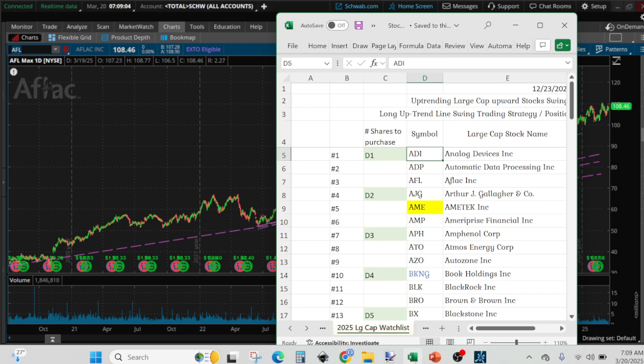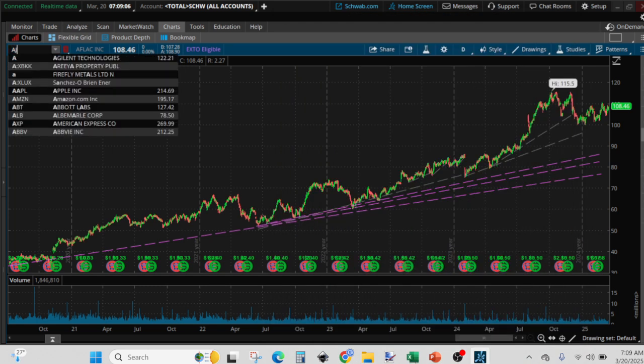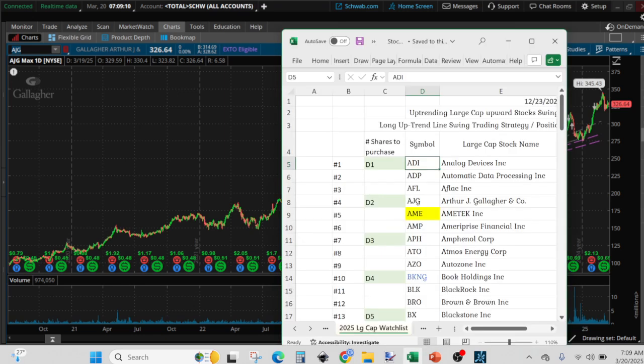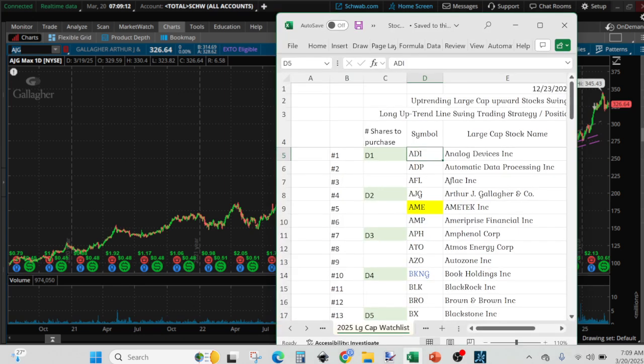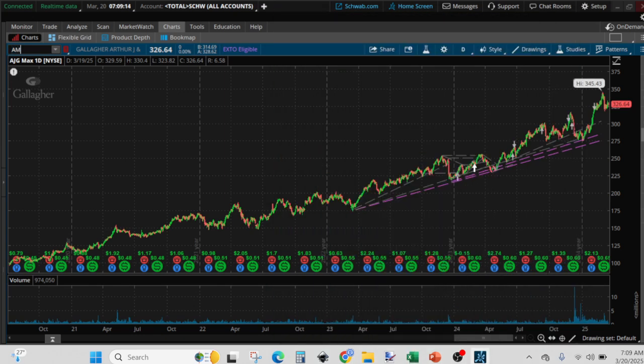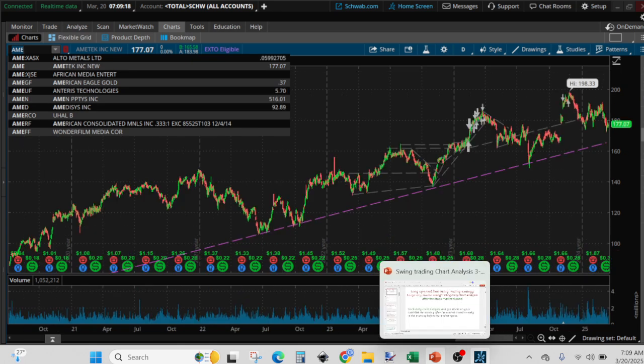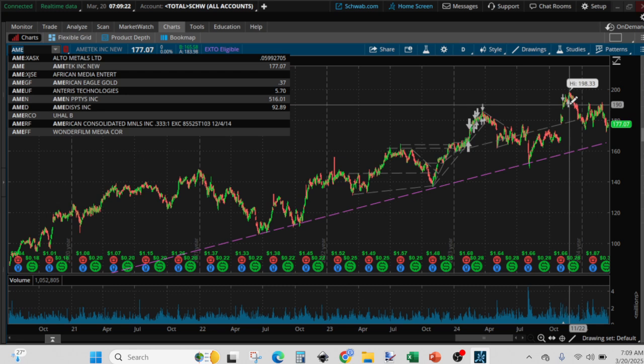We are going to move to the next one, AJG. So AJG is far from the trend line. The price went down yesterday. Red bar. AME. Anything that is highlighted on our portfolio means we purchased it already, we have not sold it. So we purchased it there, we have arrows. At the bottom of the bar means we bought it. At the top of the bar means we sold it.